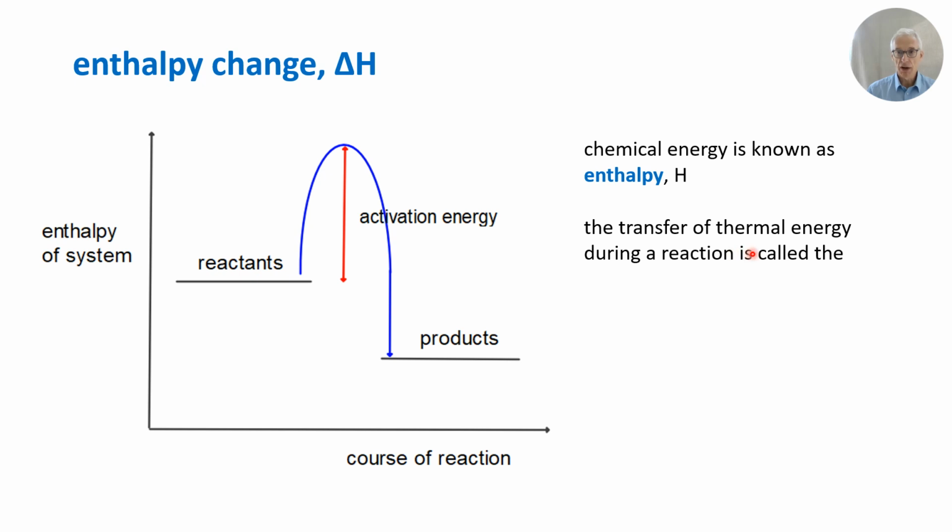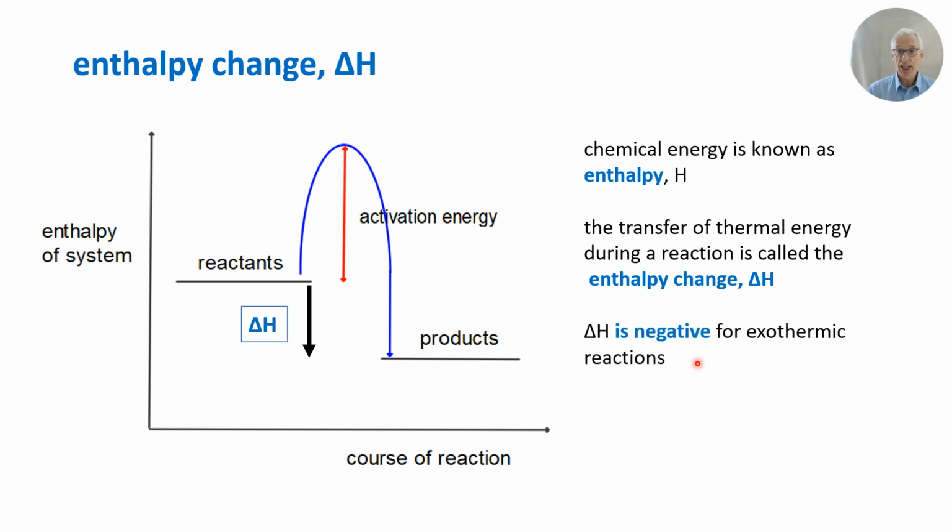The transfer of thermal energy during a reaction, that is the difference between the enthalpy of the reactants and the enthalpy of the products, is called the enthalpy change, and that is given the symbol delta H, delta for change and H for enthalpy. And that, of course, is the difference of the enthalpy value for the reactants and the enthalpy value for the products. We indicate on a diagram with a directional arrow from reactants to products, and we label that arrow delta H.